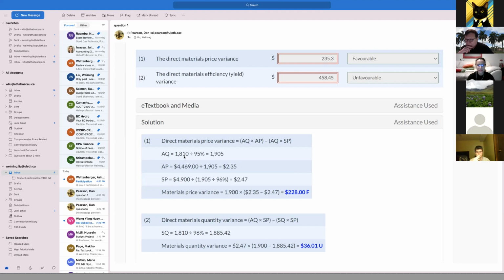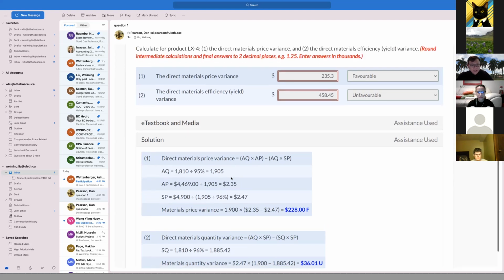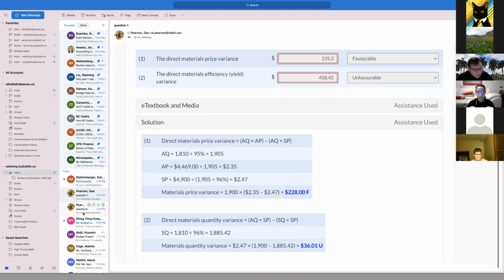Sorry, I have a question. Then why are you taking the 1905 and dividing it by the 96 instead of the 1810 divided by the 96? Here, okay. Yeah, so the standard price, sorry, this one, the standard price. We are trying to figure out the amount, right? So what is the 96%?